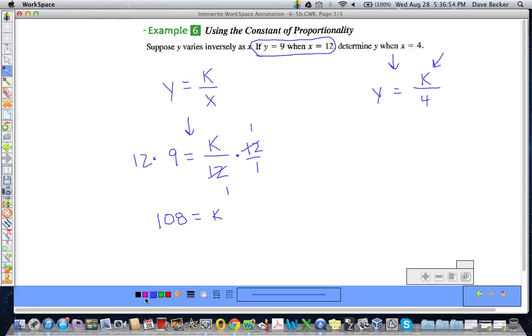So now I get to play a little Pac-Man and do some substitution, replacing k with 108, and I get y equals 108 over 4, which means that y is equal to 27. 108 divided by 4 is 27. So when x equals 4, y equals 27.